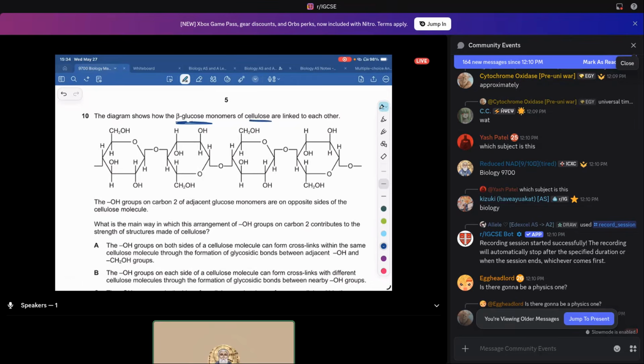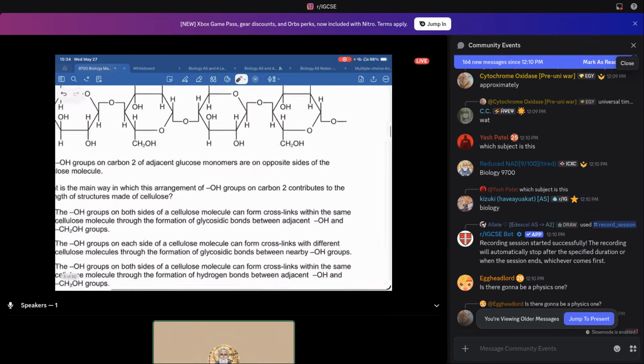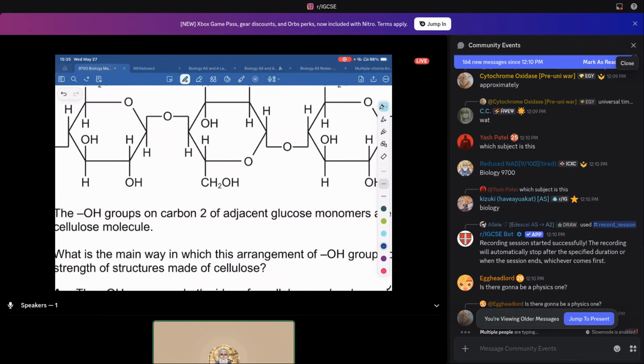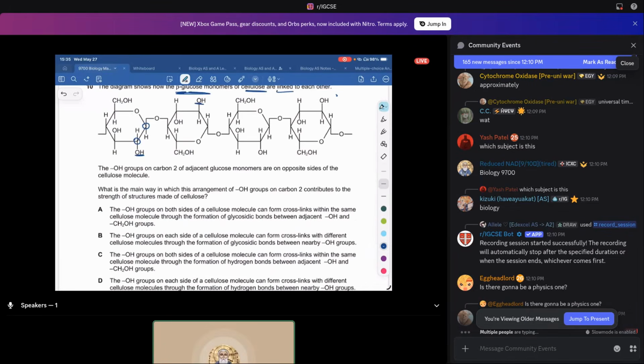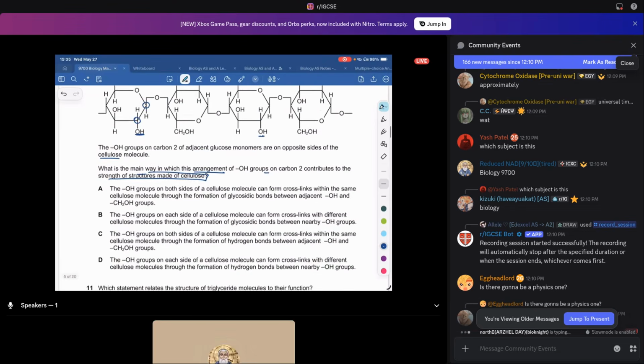The diagram shows how the beta-glucose monomers of cellulose are linked to each other. We see the alternating pattern. One time up, one time down, one time up, one time down. Each alternate glucose monomer is rotated 180 degrees relative to the one next to it. Now, the OH groups on carbon 2, this is carbon 1, and this is carbon 2. So the OH groups on carbon 2 are on opposite sides of the cellulose molecule. One down, one up, one down, one up. What is the main way in which this arrangement contributes to the strength of structures made by cellulose?